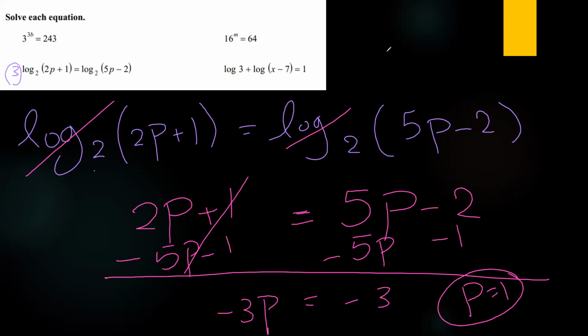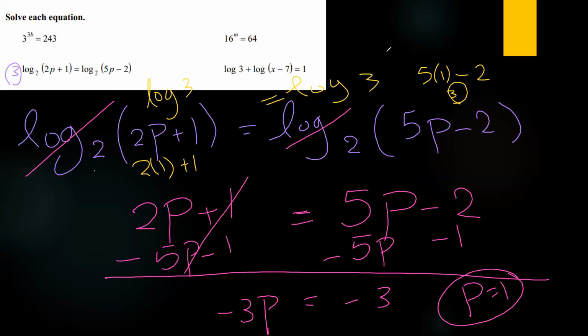Is it clear? Yes, teacher. So here, if you try p with 1, look here, 2 times 1 plus 1 is logarithm 3. Here, 5 times 1 minus 2 will also be 3, which is logarithm 3. So now you make them equal.